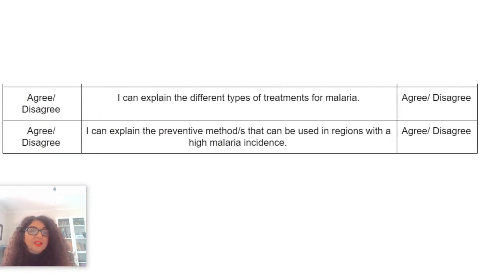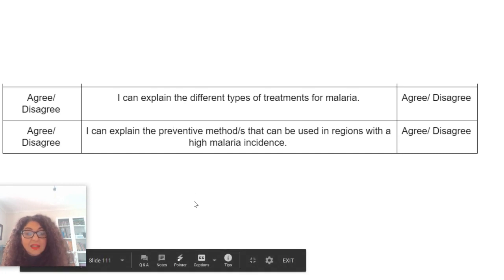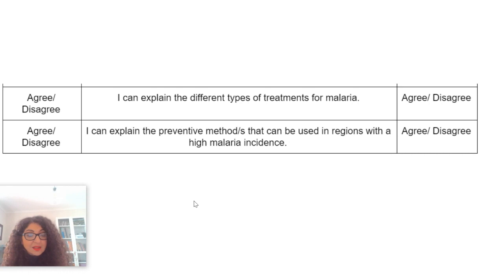Now, we'll just revisit these. Can you explain the different types of treatments for malaria? And in that, we're talking about the flowchart that we just looked at. Can you explain the preventative methods that can be used in regions with a high malaria incidence? And so, of course, we're just looking at the basic things like the list of clothing, nets, removing stagnant water and things like that. So hopefully you understood that.